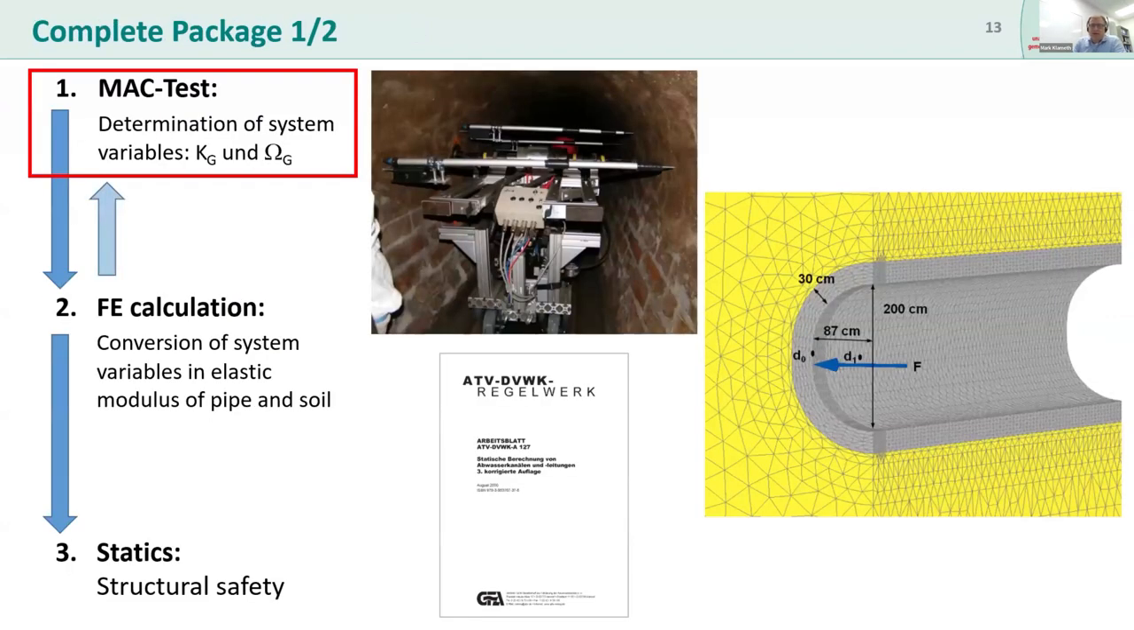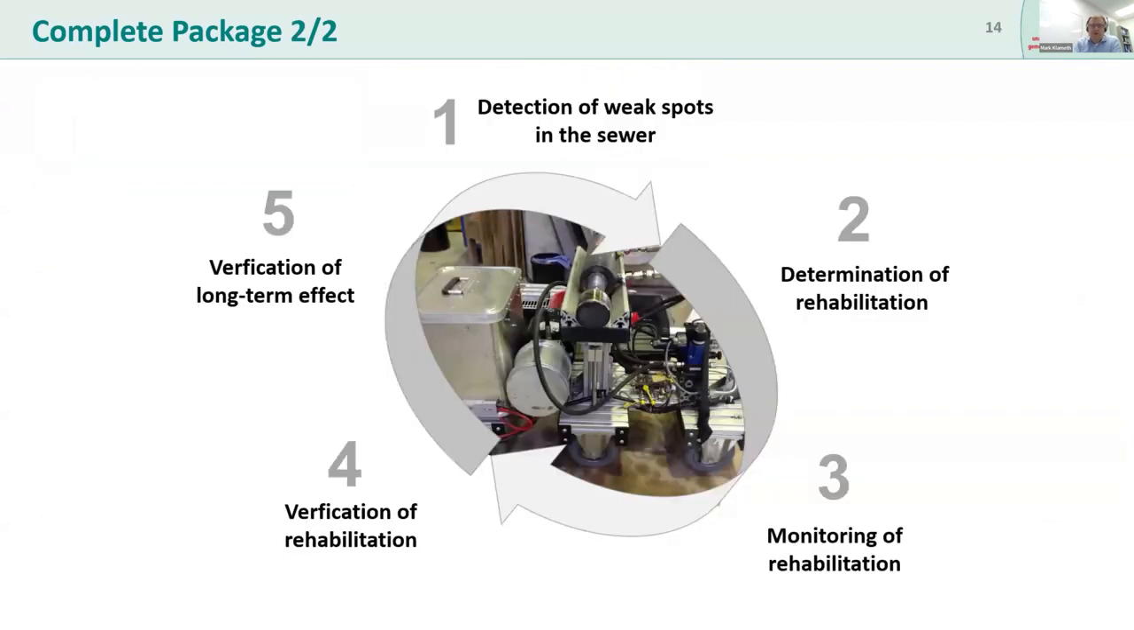As I said, there are actually two parts of the MAC system. What I've shown you here today in brief is the functioning principle of the MAC test itself. The second part, which I would need another 30 minutes to explain, maybe a bit too annoying for today, is the back calculation to narrow in the results and to help interpret the results. And point 3 is then calculating the structural safety for the system.